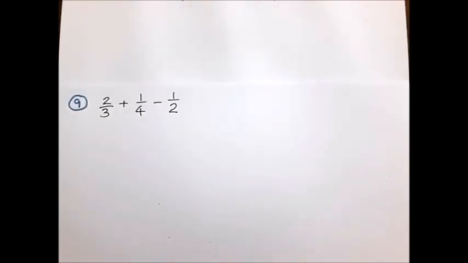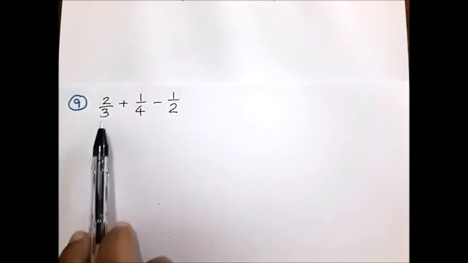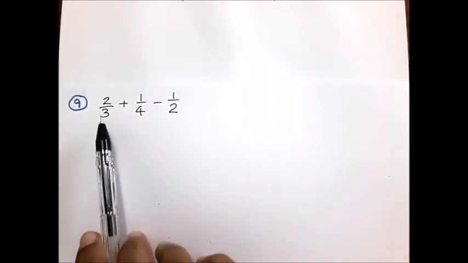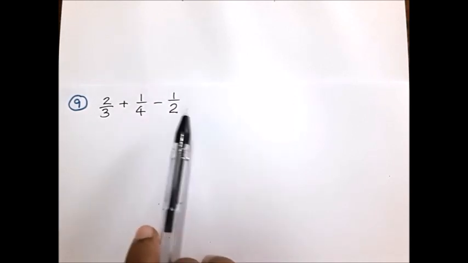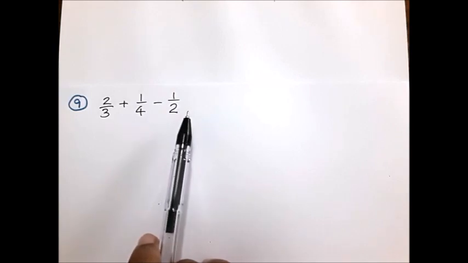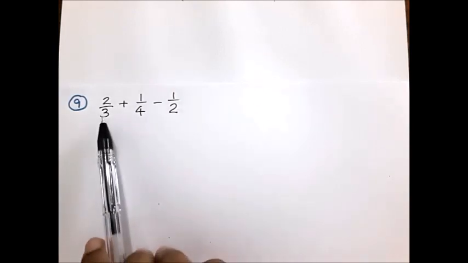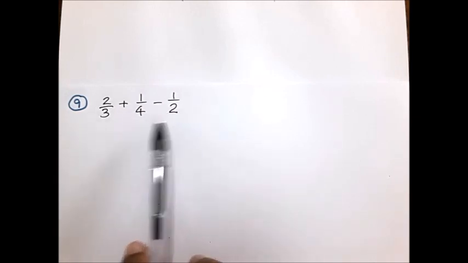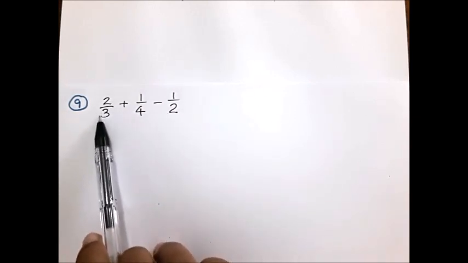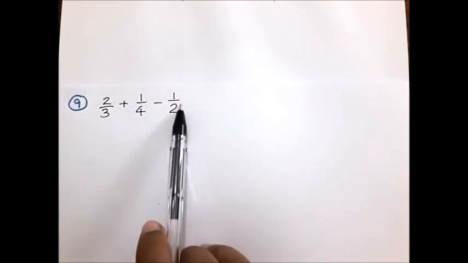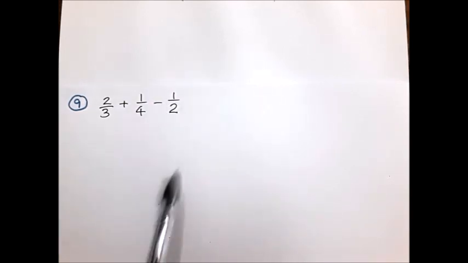Let's start 9th example. There are 3 fractions with different denominators. First you have to convert these 3 into a same denominator. Convert these 3 into a smallest possible number. You can convert these 3 into 12 by multiplying these 3. Multiply this one by 4, it is 12. Multiply this one by 3, it is 12. Multiply this one by 6, it is 12.